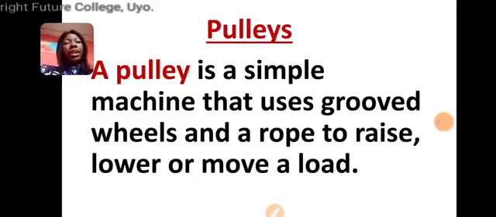Pulleys. A pulley is a simple machine that uses grooved wheels and a rope to raise, lower, or move a load. Remember, I said earlier that you have to know what differentiates one type of simple machine from the other. We've talked about wheel and axle, and when we were discussing wheels, we noted that they are made up of two wheels. So for pulley, it has grooved wheels and a rope. That is what you should know.